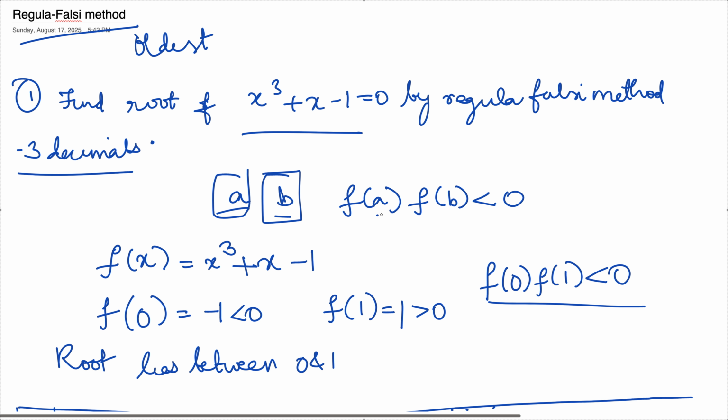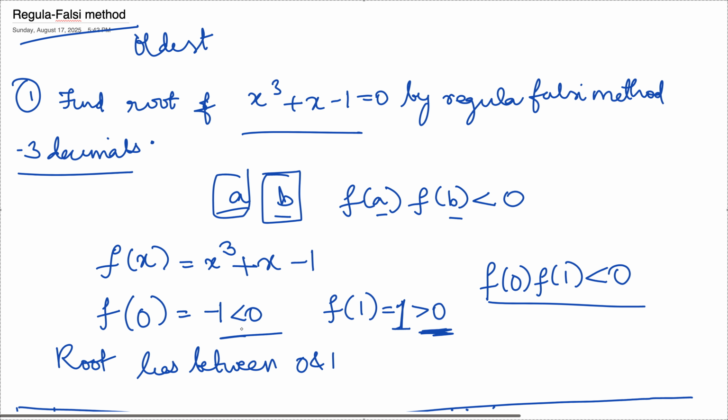We have to find two numbers a and b such that f of a into f of b is less than 0. What is our f of x? f of x is x cube plus x minus 1. What is f of 0? Substituting 0, it's minus 1. And what is f of 1? Substituting 1, we get the answer as 1. So f of 0 is minus 1 and f of 1 is 1. So f of 0 is less than 0 and f of 1 is greater than 0.